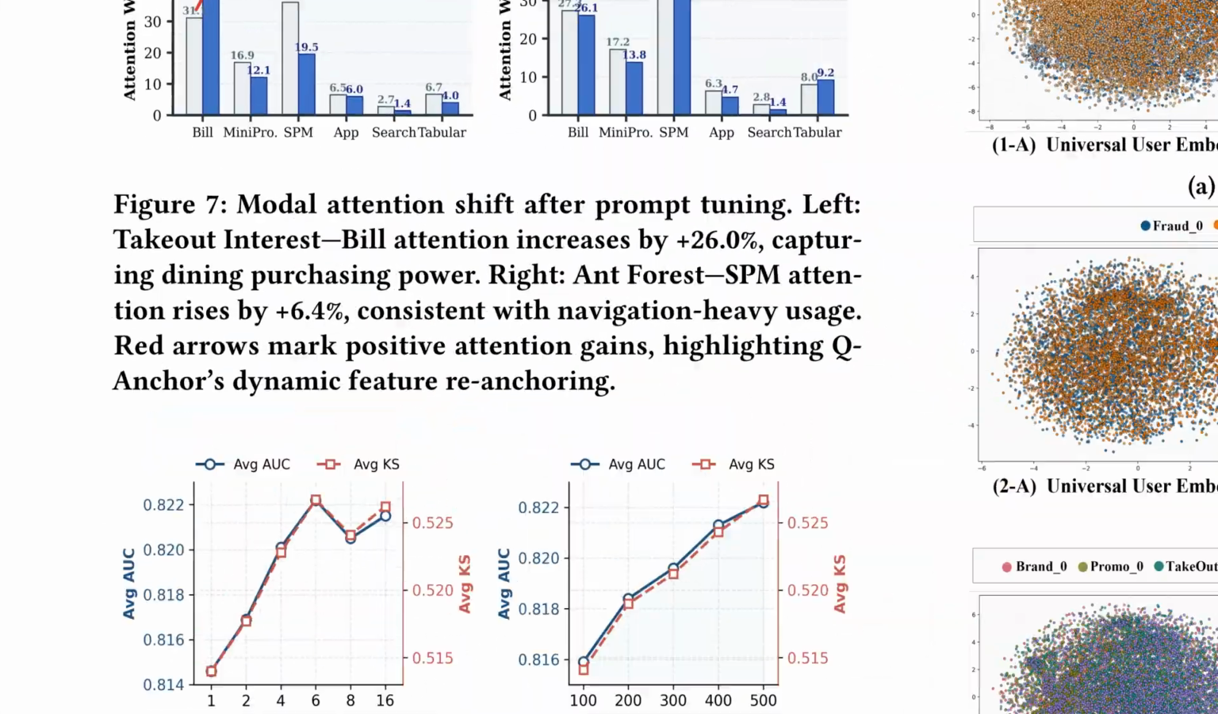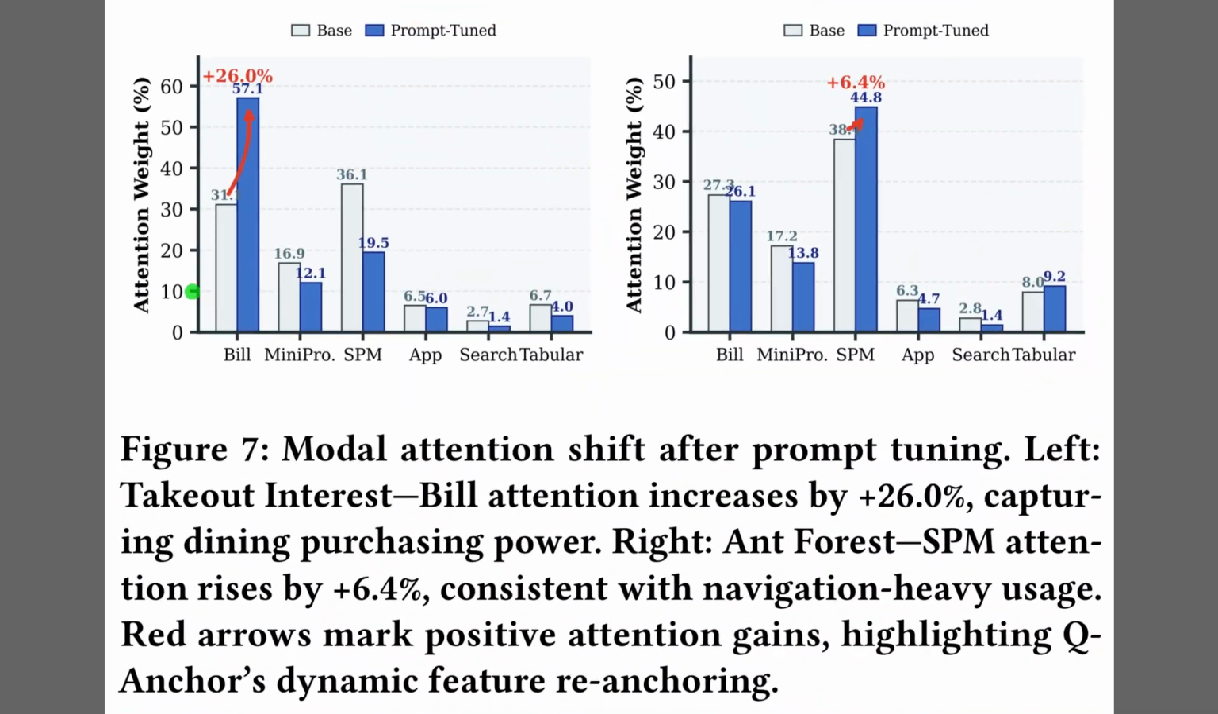Well, having seen the performance jump in Table 2, Figure 7 now explains the mechanism behind it: attention shifting. The charts compare how strongly the model focuses on different data sources, like bills or search history, before and after prompt tuning. On the left, for the takeout interest task, the model dramatically increases its focus on the bill modality, shown by the blue bar jumping 26%, because spending habits directly predict food orders. In contrast, the right chart for the ant forest scenario shows the model instead boosting attention to SPM, or navigation paths, by roughly 6%. This proves the framework dynamically re-anchors its focus to the most relevant evidence for each specific query.